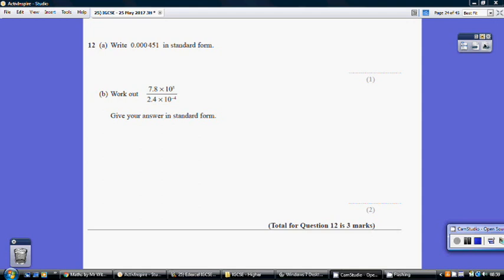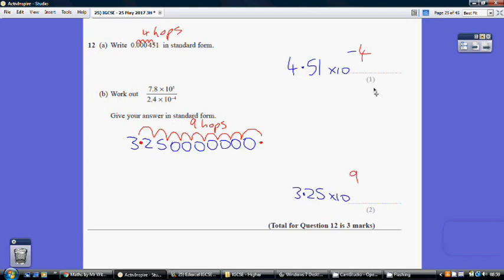Question 12. So to write this number in standard form, remember step 1, you need the first number to be between 1 and 10. So where do we put the decimal point along here to get a number between 1 and 10? Well, that's going to be between the 4 and the 5.